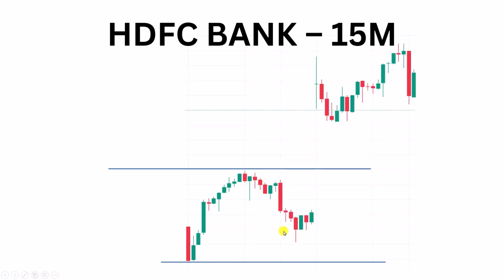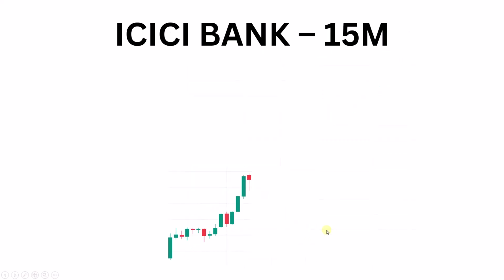Okay, but here you can see what has happened. This was our target, but the target has not hit. But the next day, the price has opened with a gap and our stop loss has been hit. Okay, so this is a failure of hanging man. Now let us look at one more chart. Okay, the price was moving up, meaning the buyers were in control.